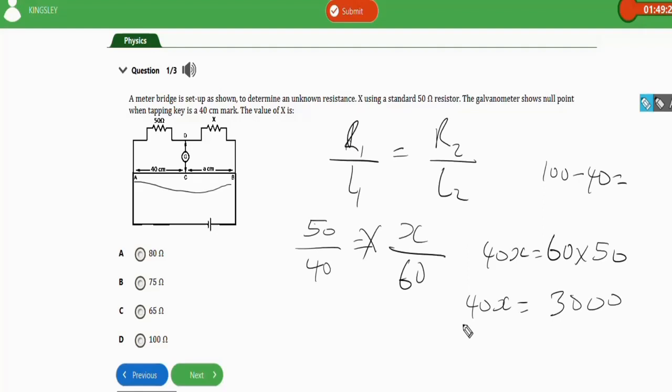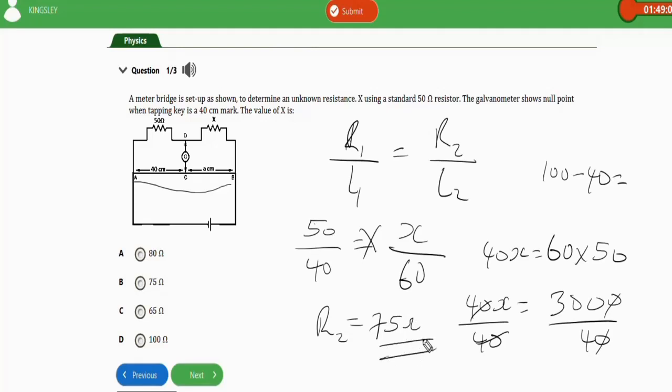So we're going to have divided by 40. So our X will be, when you divide 300 by 4, we're going to have 75. Okay, so our R2, which is the second resistor, will be 75 ohm. Okay, so that's it for this particular question. It's as simple as this. Alright, so let's wipe this now and solve the next repeated question.